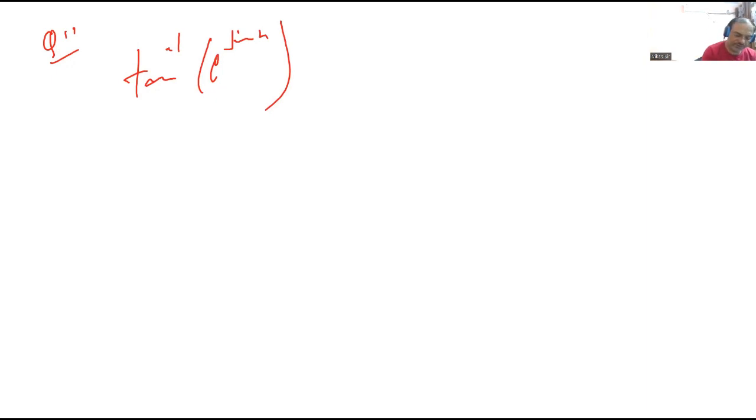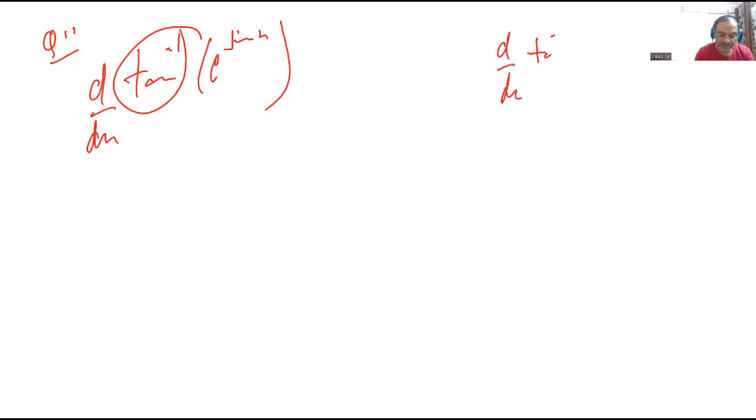Now, here in this question, if you go for the differentiating part, first you have to differentiate this tan inverse x. And we know the parent function d by dx of tan inverse x, its differentiation will be 1 over 1 plus x squared. Okay, clear? The differentiation of arctan is equal to 1 over 1 plus x squared.